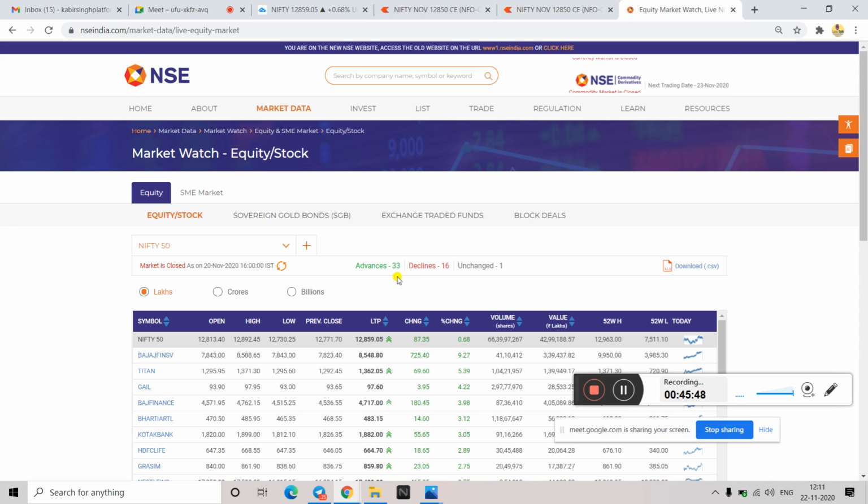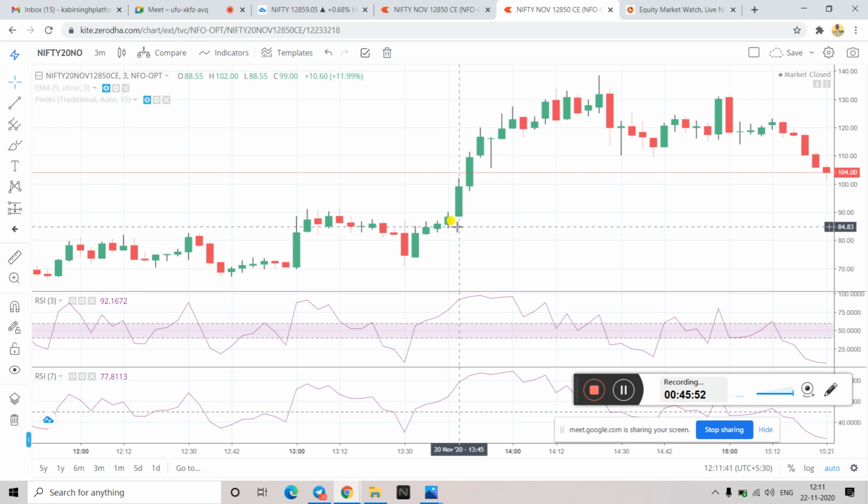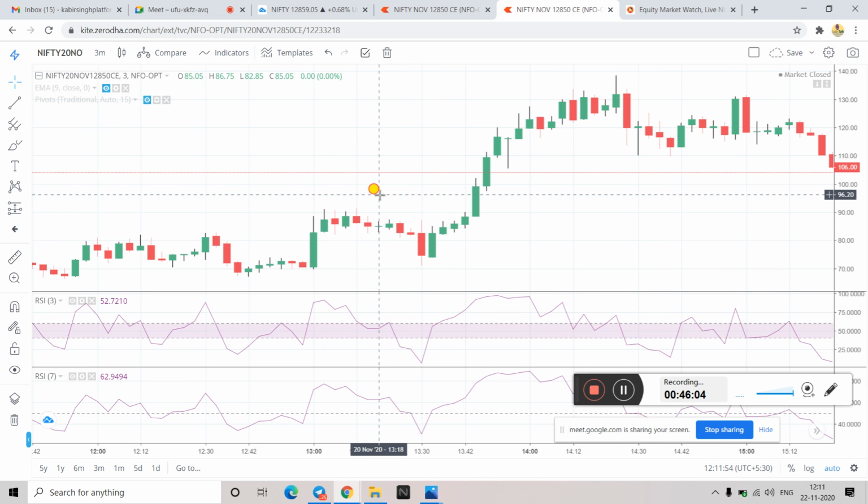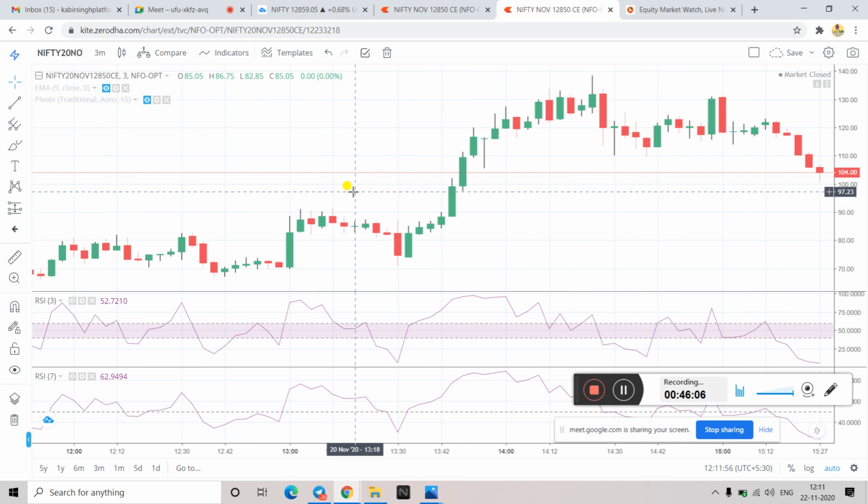33 stocks are on the buy side. If 35 stocks are on the buy side, you'll be selling a PE. You sell it because the market is going up, so the PE premium value will be reduced. So you can book profit by selling those. In the selling side, the advantage is that you can get a better risk reward.